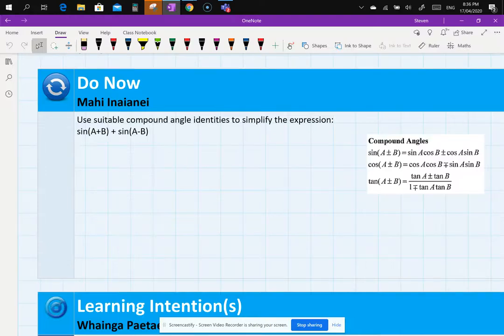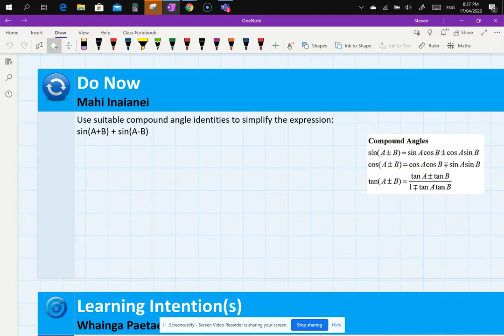Okay, so for this problem, we're asked to work out the sum of two sines. We recognize that both those sines are compound angles. One is where the compound angle is the sum of two angles, and the other one is where we've got a difference. So essentially, we're just going to use the formula.